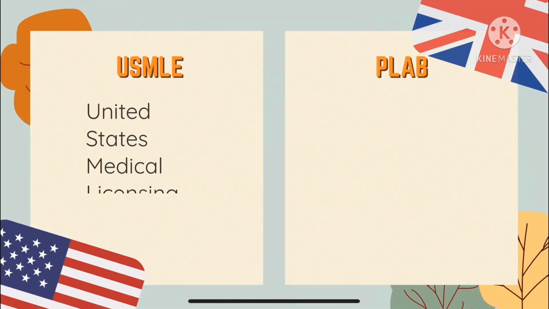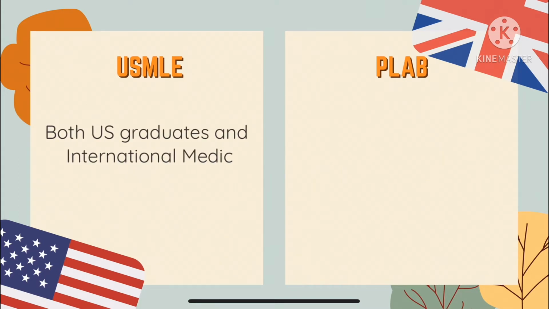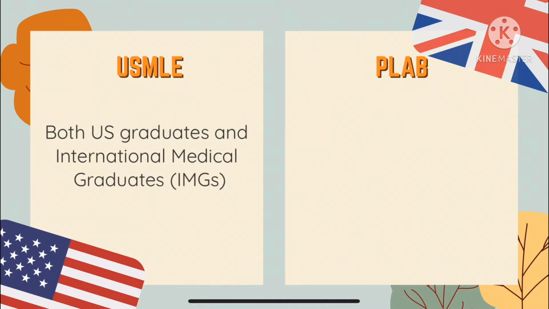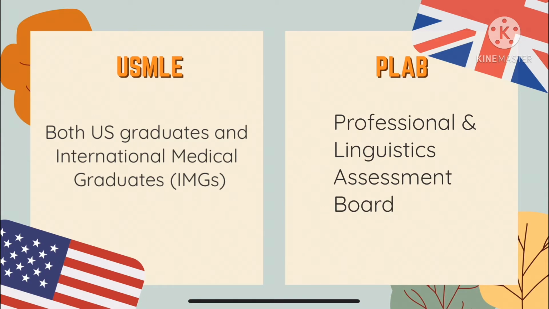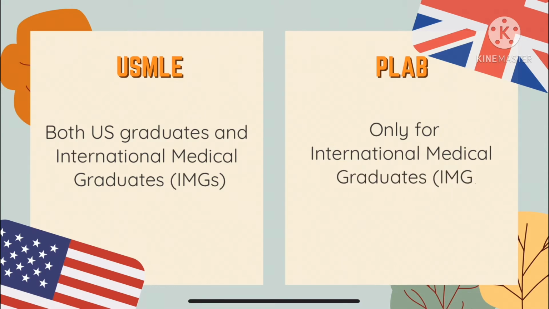The USMLE is a set of examinations a doctor must pass before being granted the right to practice in the US. It must be taken by both US graduates and international medical graduates. Unlike USMLE, PLAB is a medical licensing exam required only for international medical graduates to be given the right to work as a doctor in the UK.